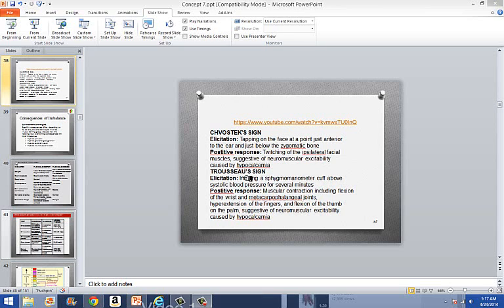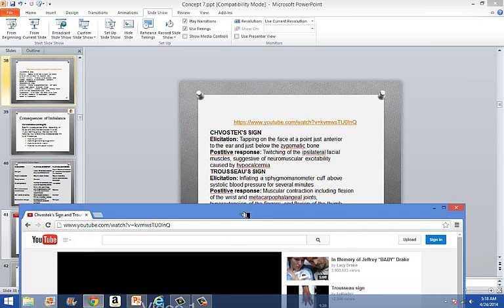And then you have Trousseau's sign, where you inflate a blood pressure cuff right above systolic blood pressure for several minutes, and you get muscular contraction, including flexion of the wrist and the metacarpophalangeal joints, hyperextension of the fingers, and flexion of the thumb. This suggests neuromuscular excitability caused by hypocalcemia. And I'm going to play a video of it for you here.